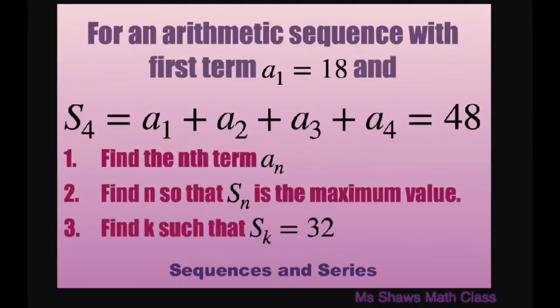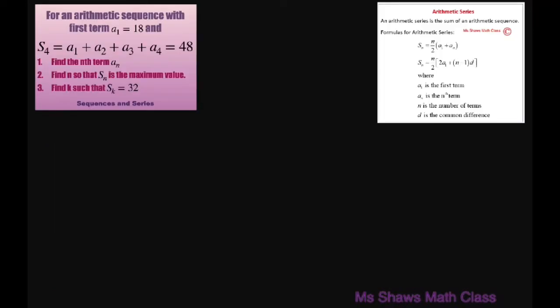Everyone. For an arithmetic sequence where our first term is 18 and the sum of the first four terms is 48, we're going to complete these three tasks. The first task is to find a sub n. Recall that a sub n equals your first term plus n minus 1 times d, also known as the explicit formula.